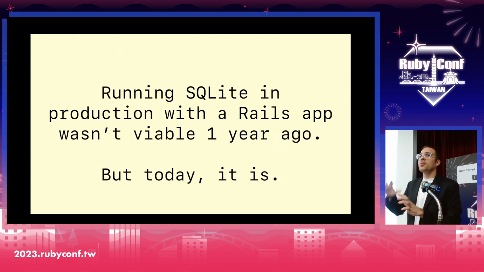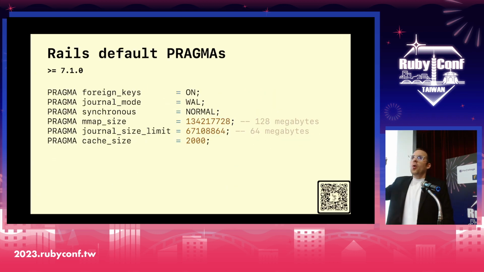And I really want to hammer home that this is the reality today for Rails applications. So let's talk a little bit about what has changed recently, and then I want to talk a little bit about how we can take our app to the next level. So why are things different today than they were even just 3 months ago?